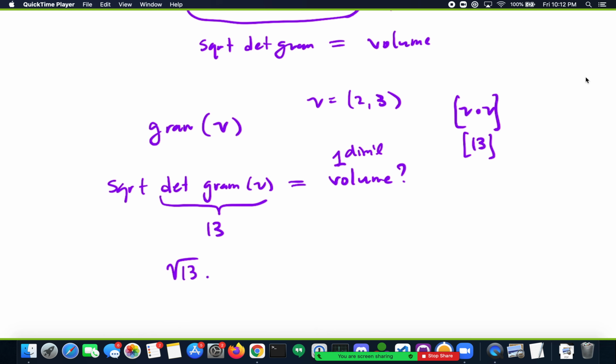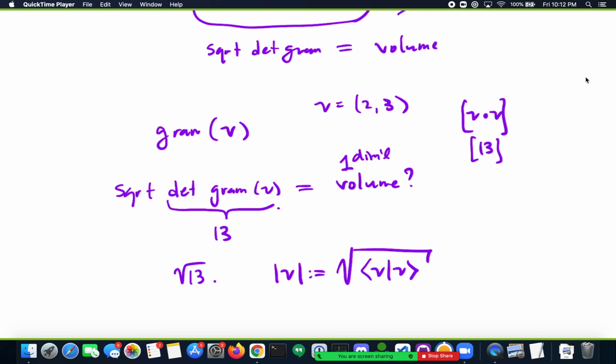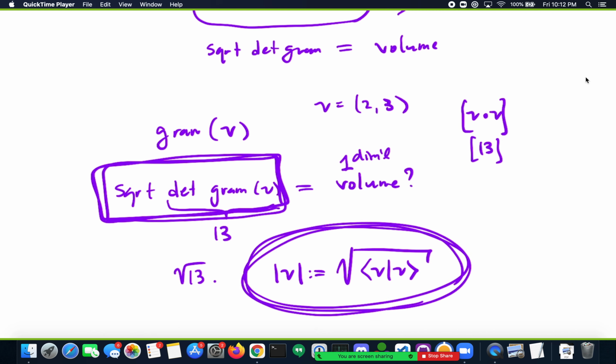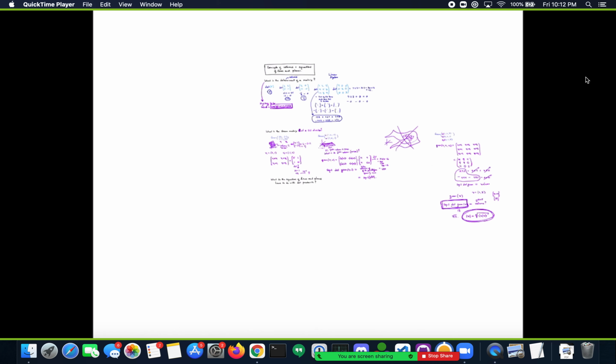And that is, in fact, remember we said the length of v is the square root of v dot v. So the square root of the determinant of the Gram matrix is a direct generalization of the length of a vector. And that is why it gives a one-dimensional volume when you only give it one vector. But you can give it more. You can give it 6 vectors inside of 18-dimensional space, and you get the correct 6-dimensional volume of an object inside of 18-dimensional space. So, great.